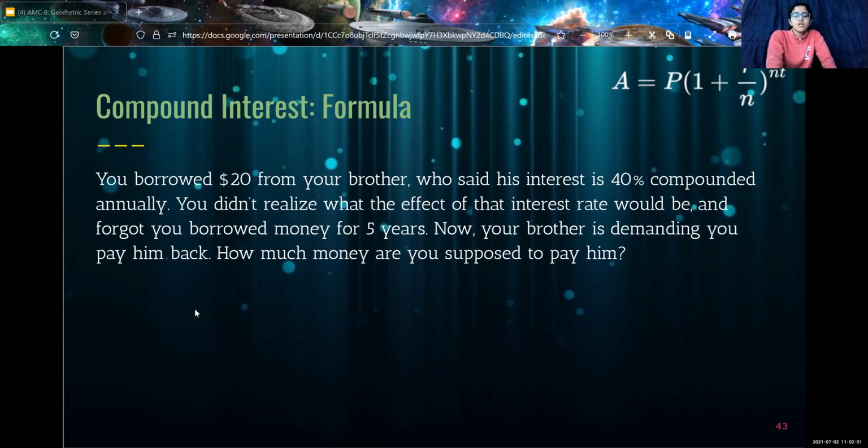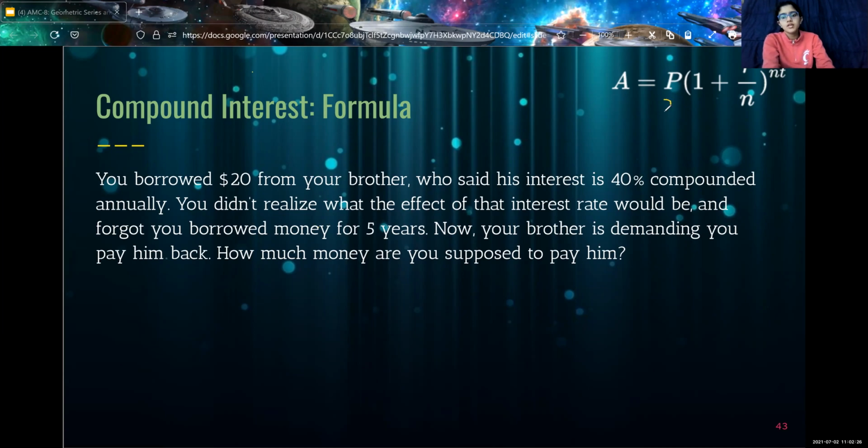You borrowed $20 from your brother, who said his interest rate is 40% compounded annually. You didn't realize what the effect of that interest rate would be, and you forgot you borrowed money for 5 years. Now your brother is demanding you pay him back. How much money are you supposed to pay him? I will work out this problem with you, and then you can ask any questions you have.